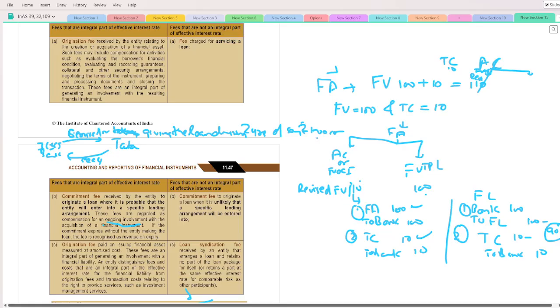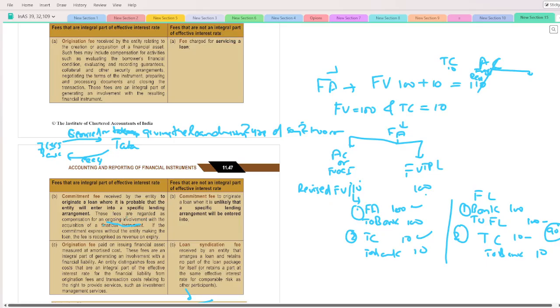So this is the ongoing involvement. It's not like Tata will be taking the loan in the 2 years in a single tranche. It can take in multiple tranches also during the 2 years. So the ongoing involvement means during the 2 years Tata can take the loan up to 1,000 crore at any time.